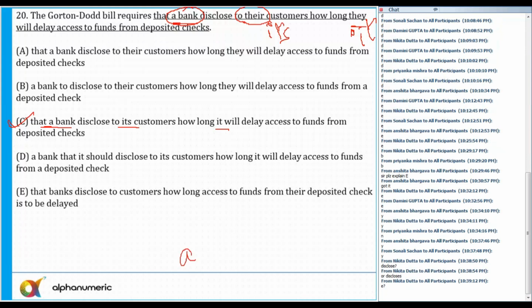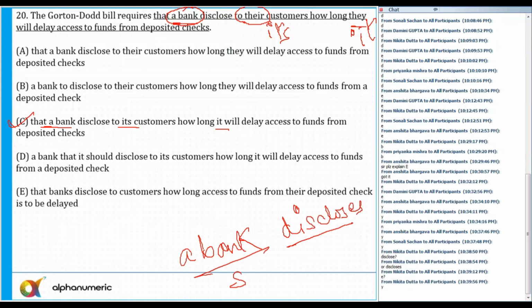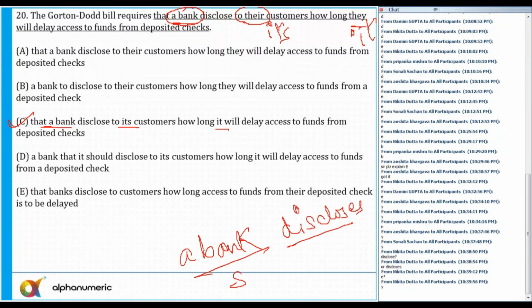You probably believe that because it is a bank, it is singular. That is why I have to use a singular verb, discloses. Is that what you're trying to say? Okay. Now see what is happening here. No, it should be disclosed. Why? Because it is a requirement.